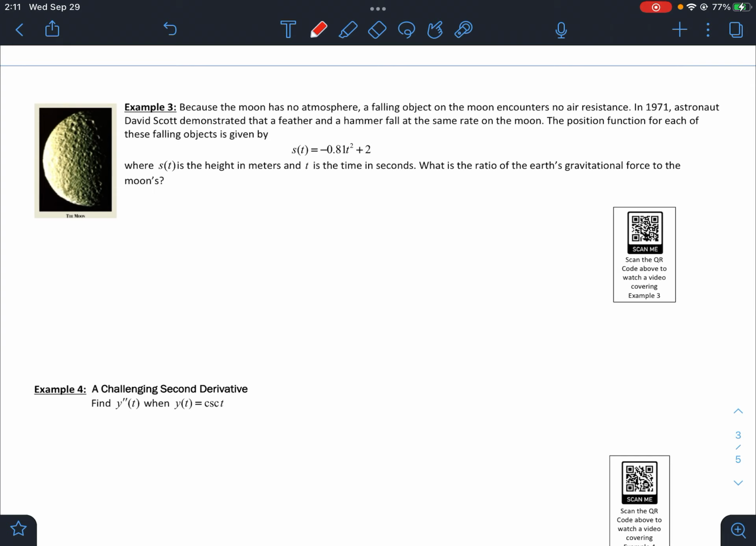All right, example 3 says, because the moon has no atmosphere, a falling object on the moon encounters no air resistance. In 1971, astronaut David Scott demonstrated that a feather and a hammer fall at the same rate on the moon, even though the hammer is obviously much heavier. The position function for each of these falling objects is given by s of t below, where s of t is in meters and t is in seconds. What is the ratio of the Earth's gravitational force to the moon's gravitational force?